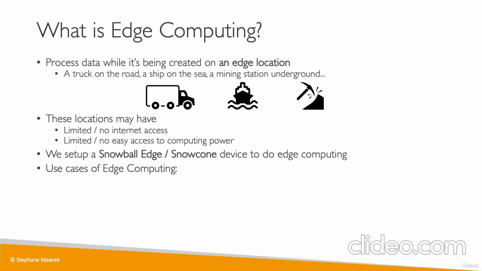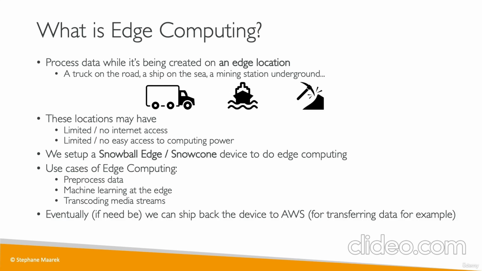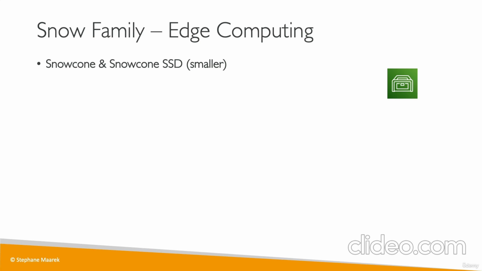So the use cases of edge computing is to pre-process data, do machine learning at the edge, so without it going back to the cloud, transcode media streams in advance, and eventually, if need be, if you need to transfer the data back into AWS, you can ship back the device for your Snowcone or your Snowball Edge. So really, you start processing the data very, very close to where it's being created, and then you ship it back to AWS.